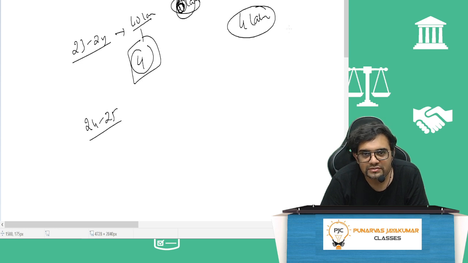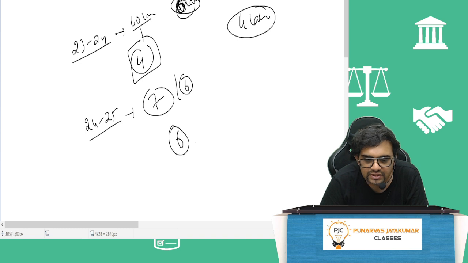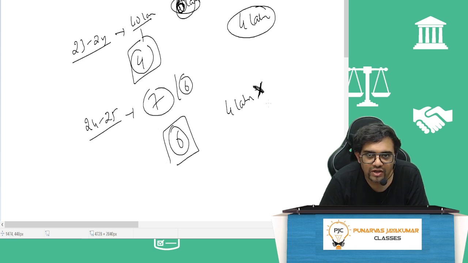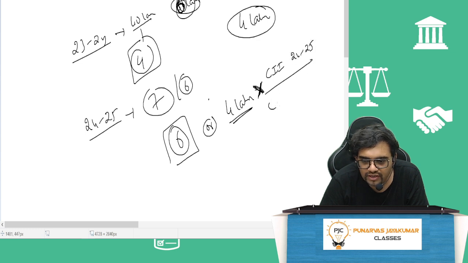Next year, your salary is increased to 70 lakhs. So 7 lakh or 6 lakh, whichever is less. Should you take 6 lakh is the question. The answer is no. You should take either this, they are saying 6 lakh, or this: 4 lakh into cost inflation index of 24-25 divided by cost inflation index of 23-24.